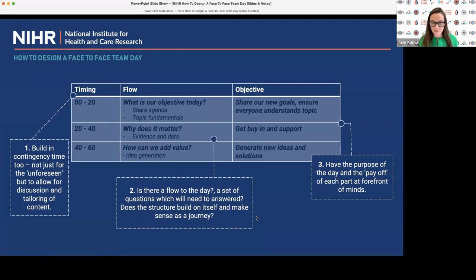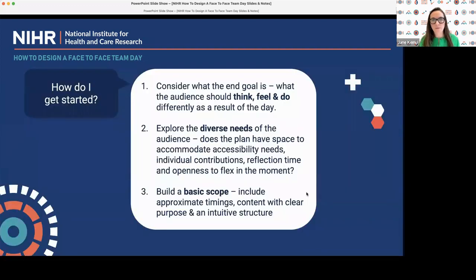Okay, so that's our broad scope for the day. So starting from here, in terms of getting started, just this first section, 3 things. 1, what do I want people to take away from it? Why am I doing this?